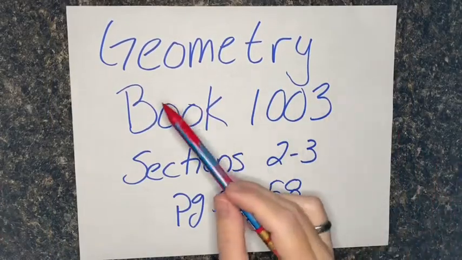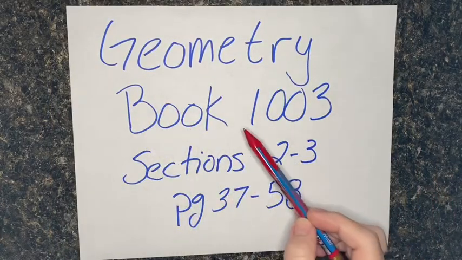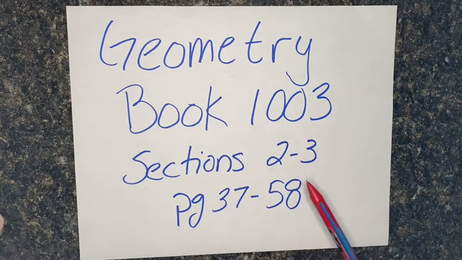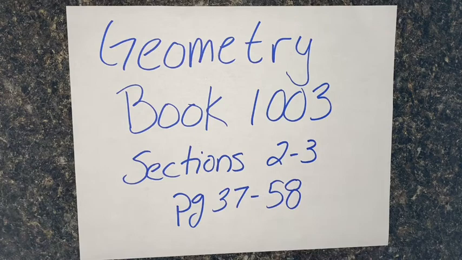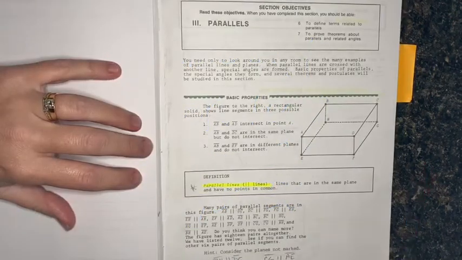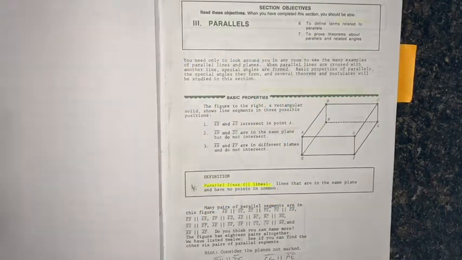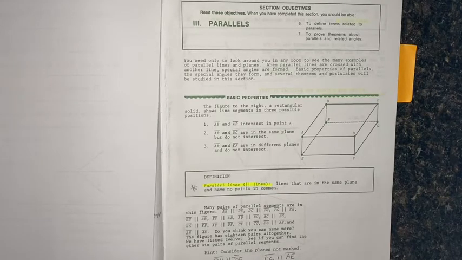Hello, today we will be doing Geometry, Book 1003, Sections 2 and 3, which is basically pages 37 through 58. Page 37, or Section 3, gets us started all about parallel lines.